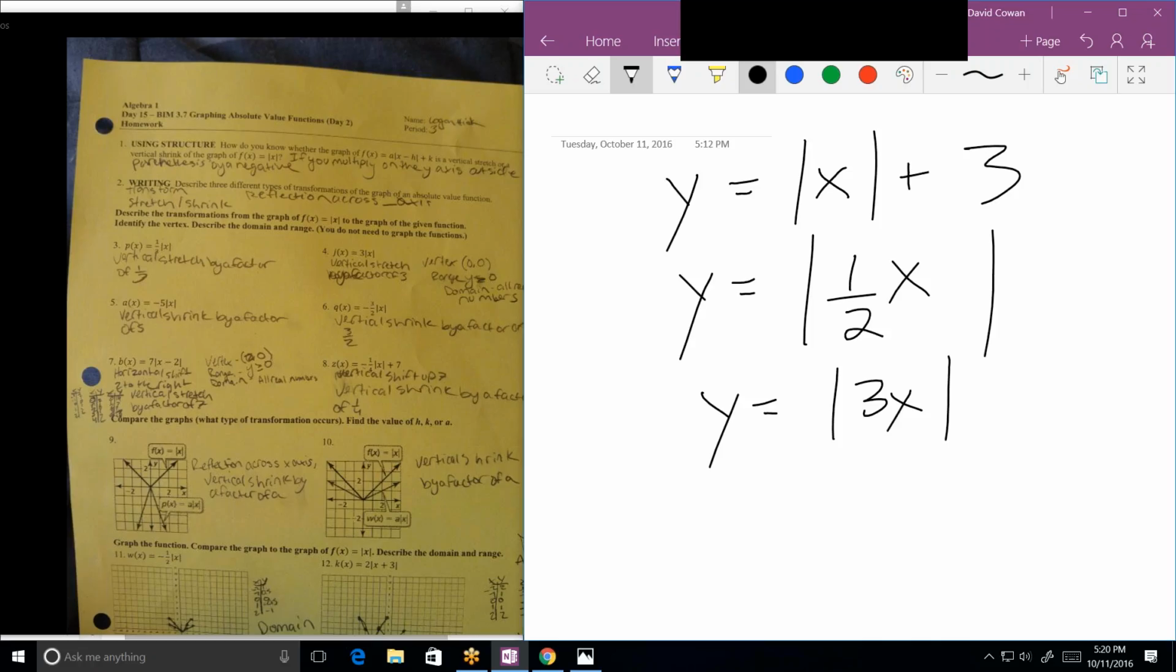Okay, so what's the difference? Tell me the difference between y equals absolute value of 3x, write that down, and then y equals 3 times the absolute value of x. What's the difference between those two? First one is a horizontal shrink. And the second one? A vertical stretch. Correct. Yeah, they work opposite. In other words, one is a shrink if the number is greater than 1. The other is a stretch if the number is greater than 1.